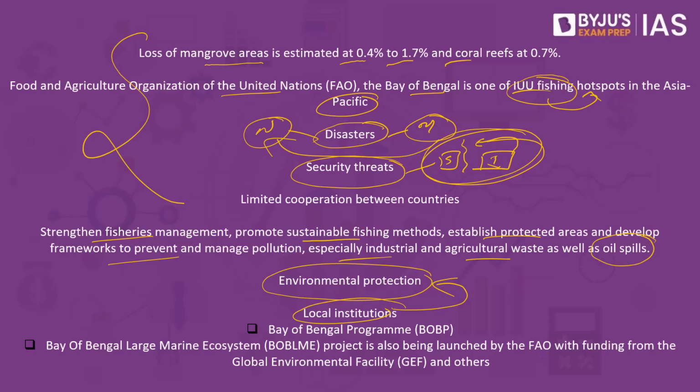Added to it, we have one of the programs called the Bay of Bengal Programme, which is initiated by an intergovernmental organization based in Chennai. What does it work on? It works on promoting sustainable fishing. This has to be imported into the concept of BIMSTEC. Then we have the Bay of Bengal Large Marine Ecosystem project, which is also being launched by the FAO with funding from the Global Environmental Facility and others as well. Such measures will also have to be taken by the BIMSTEC countries.